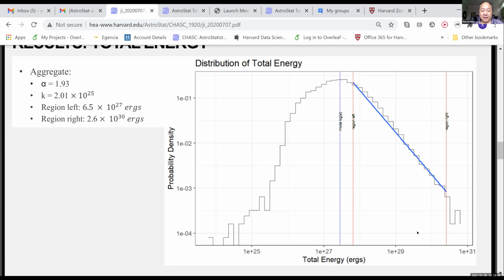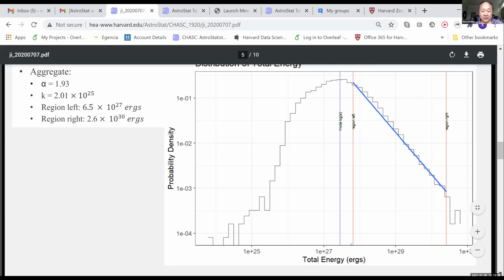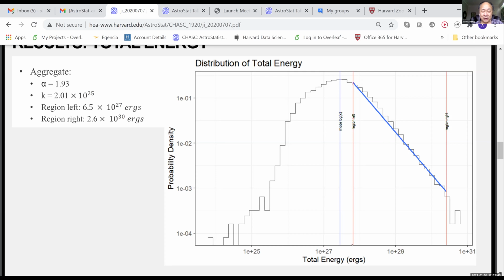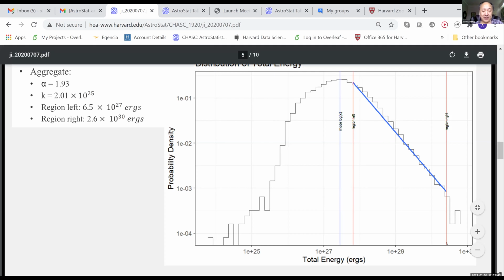But they are also interested in where these two boundary points are, like where the power law starts to work, because essentially all the flares are observed, practically speaking, and where the power law stops working. So the three parameters of interest here are the two boundary points where the power law actually applies, as well as the power law parameter itself.